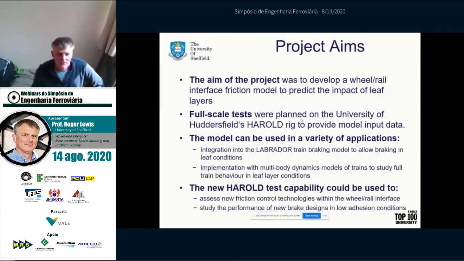So the aim of this project was to do just that, to build a model to predict the impact of leaves. We carried out the full-scale tests on the University of Huddersfield's full-scale bogie test rig. The aim now is to integrate the model we built into either multi-body dynamic simulations to look at full train behaviour or into a train braking model that exists, Labrador model.